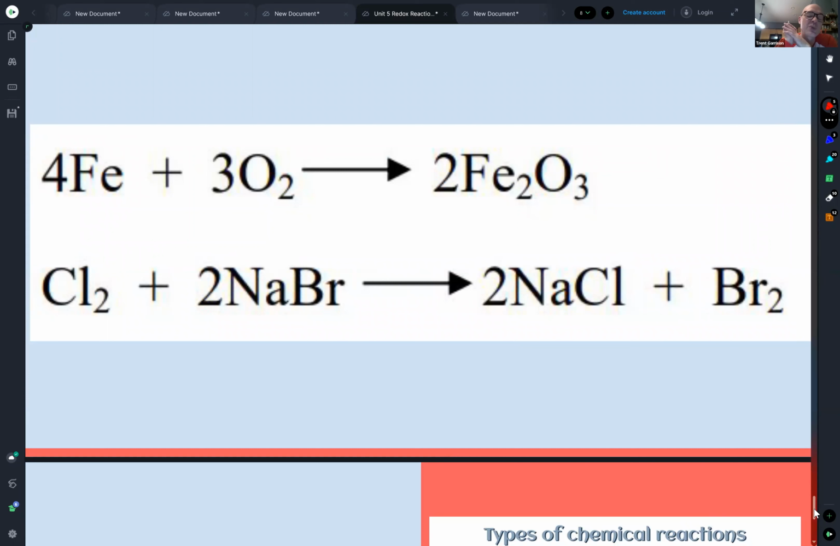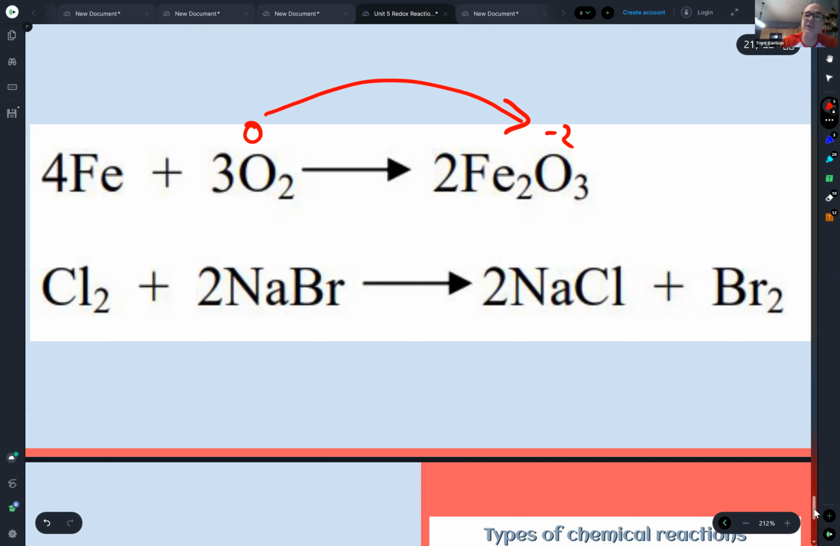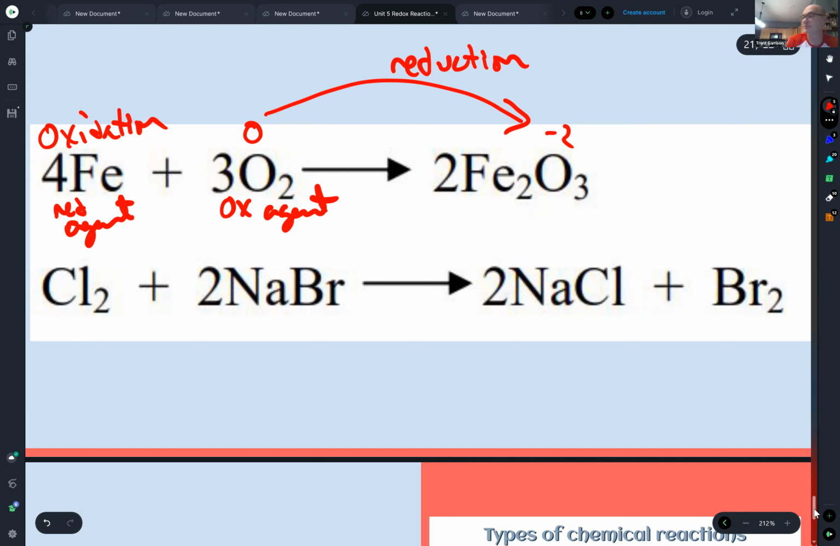So in the first one, it's 50-50. So let's take an assignment of their oxidation numbers. Oxygen is a 0 on the left because it's an element by itself. It's a -2 on the right. Well, now, because I've established it's becoming more negative, I know it's gone through reduction, meaning that this is my oxidation agent. Because there's only 2 of them, I know that this is my reducing agent, and it has gone through oxidation. All right, let's try the next one.